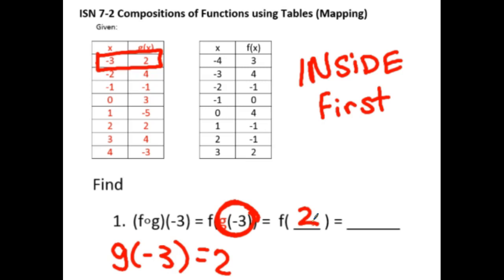What's f of 2? This tells me to look at the table called f. That would be the second table. Find 2. What's going to go with it? This is the x value. What's the y value? The answer to the composite is -1. So what a composite is, you're taking the answer to the first function and using it to complete the second function. And how do we do it? Inside part first, or inside out.